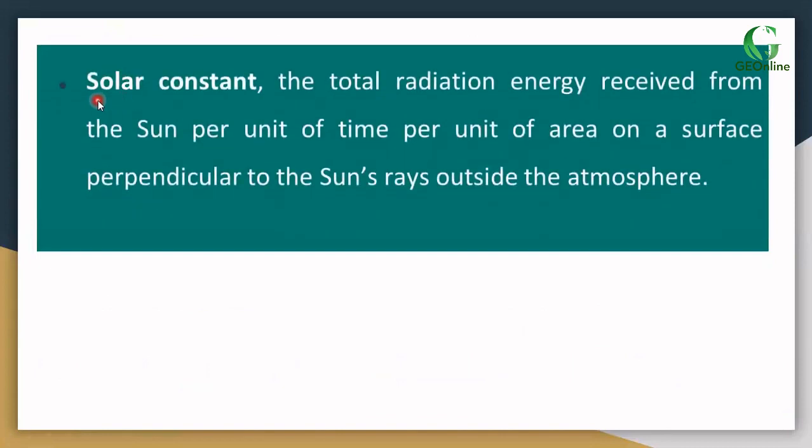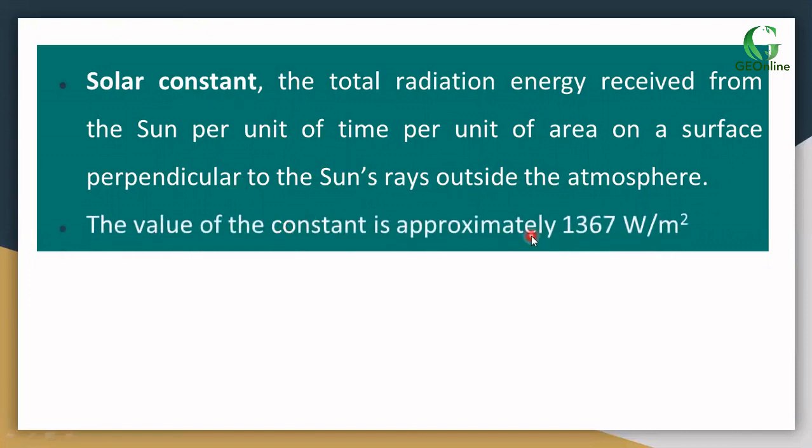Another term in solar energy is solar constant. That is the total radiation energy received from the Sun per unit of time per unit area on a surface perpendicular to Sun's rays outside the atmosphere. That means this is the solar radiation that reaches outside the atmosphere, whereas solar insolation is the solar radiation that reaches the ground. The value of solar constant is approximately 1367 watts per meter square.